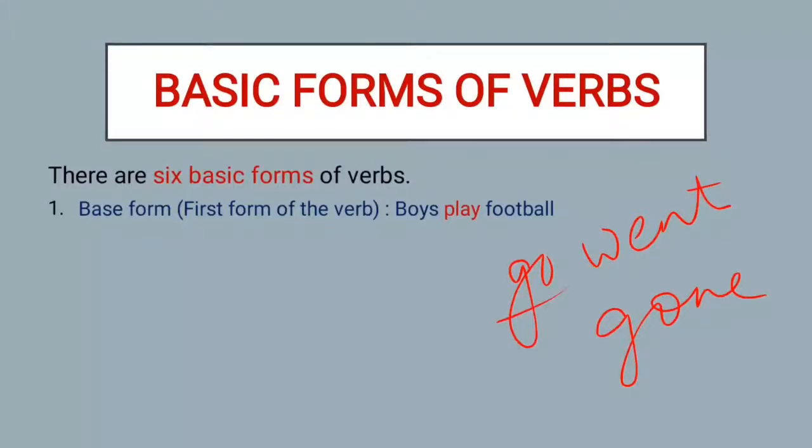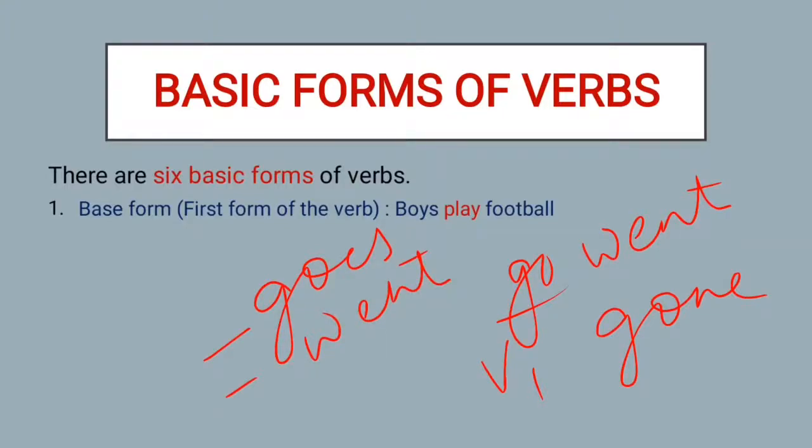Here, go is the base form or first form of the verb, or you can say the root word, which exists without a special ending or suffix on its own. With the base form, we can form the other forms of verbs like the S form of the verb, goes, the past form, went, the ing form, going, and the participle form, gone.